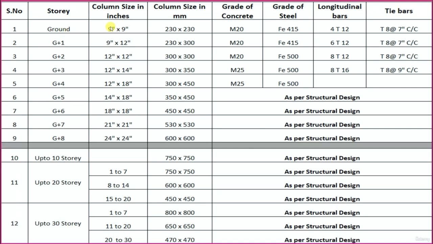First one is the ground floor. For the ground floor, 9 inch by 9 inch, that is 230 mm by 230 mm, grade of concrete M20, grade of steel Fe415, longitudinal bar 4 dia 12, and tie bar is T8 at 7 inch center to center. This cannot be applicable for all ground floors, because each and every floor plan will be different, and instead of 230 by 230, you can even go for a 230 by 300 size if it is required. These are based on thumb rules only, so don't depend on that.